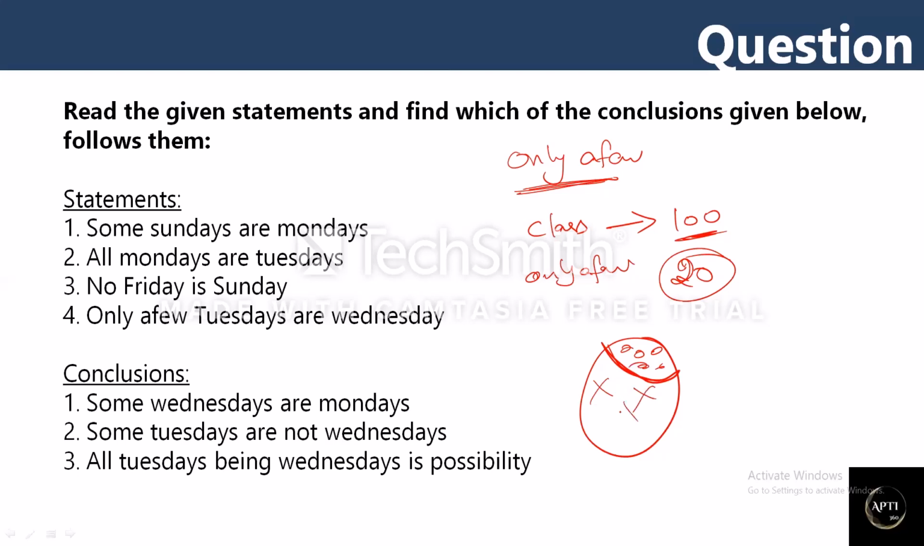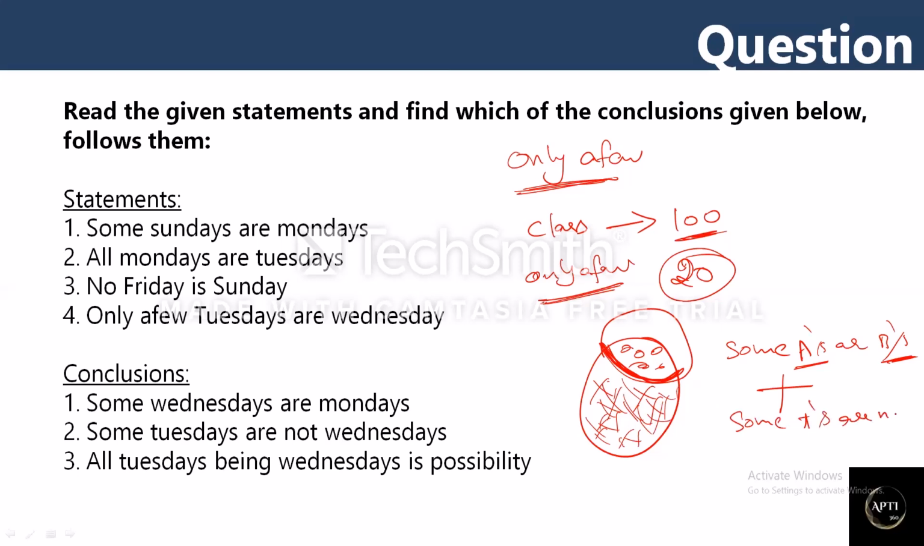Now the remaining part of the class is empty, correct? Only 20 students are present, only a few students are present in the class. What is meant by only a few? Can I say that some part of the students are present in the class, that is, some A's are B's? If you take variables A and B as two circles, some A's are B's, some part of the students are present in the class. Again, only a few means not only some. Some part of the students are present in the class, and some part of the students are not present in the class, which means some A's are not B's.